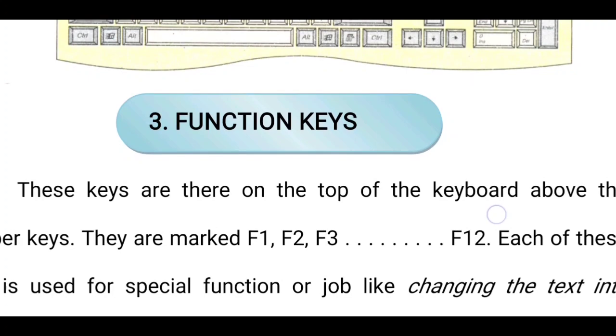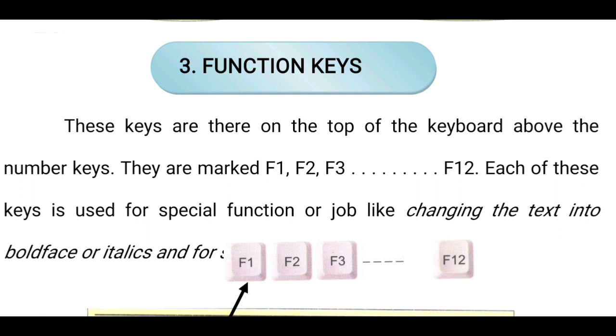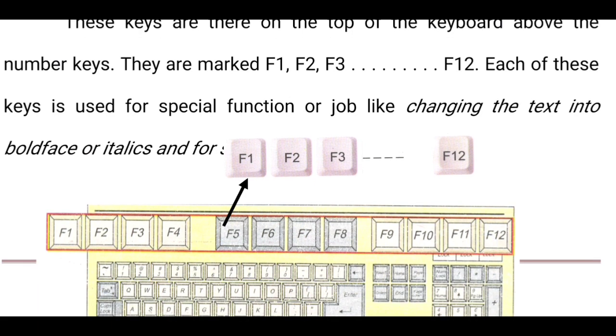Okay. Function keys are there on the top of the keyboard above the number keys. They are marked F1, F2, F3 up to F12. Each of these keys is used for a special function or job, like changing the text into boldface or italics, and for other functions. For example, the function keys are what? F1, F2 up to F12.